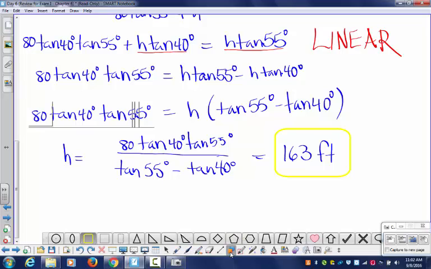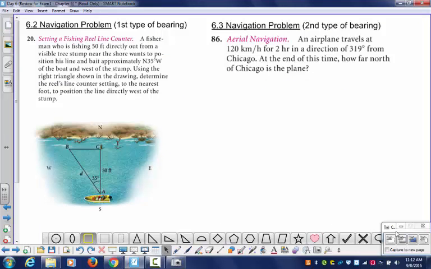Time for a break. Take 10. Ready? Break. Take 10. Resume.